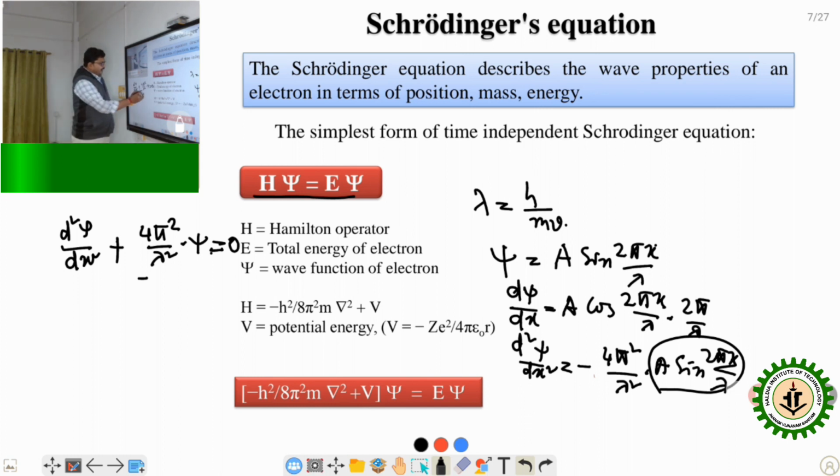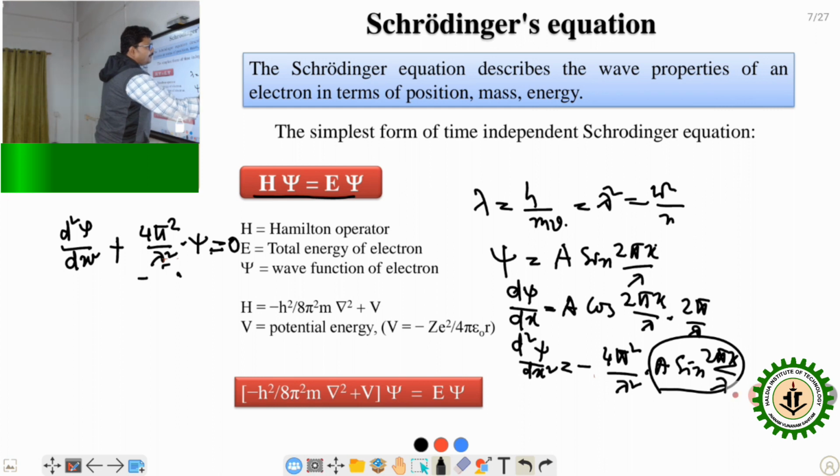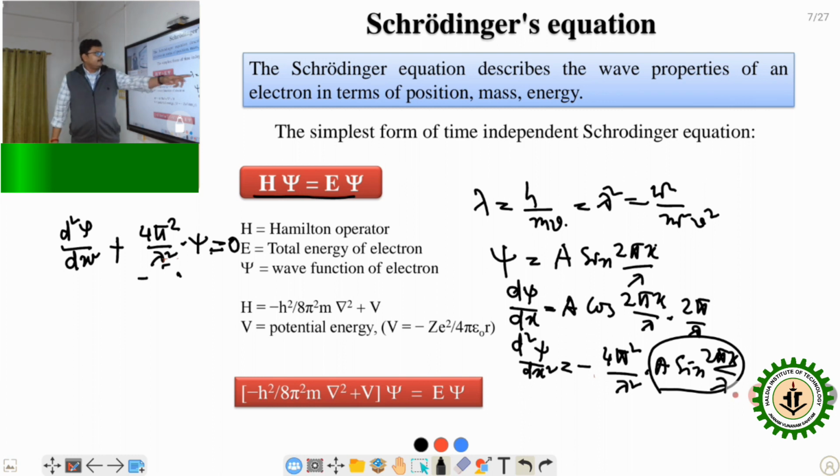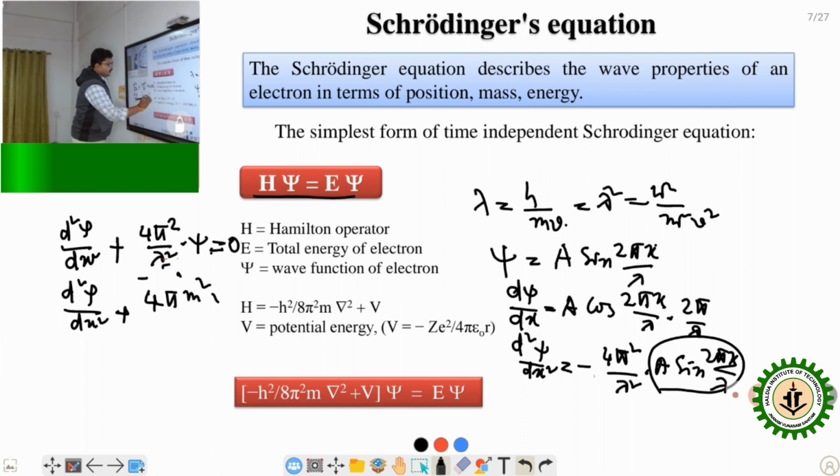Now if I put this lambda as de Broglie's wavelength, I can put λ equal to h by mv. That means λ² will be h² by m²v². If I put this in the equation, it will be d²ψ/dx² plus 4π²m²v²/h² ψ is equal to 0.